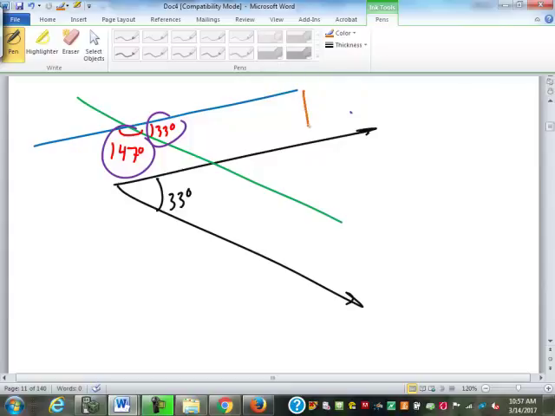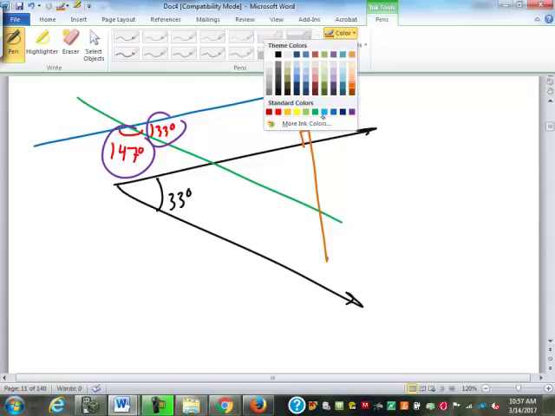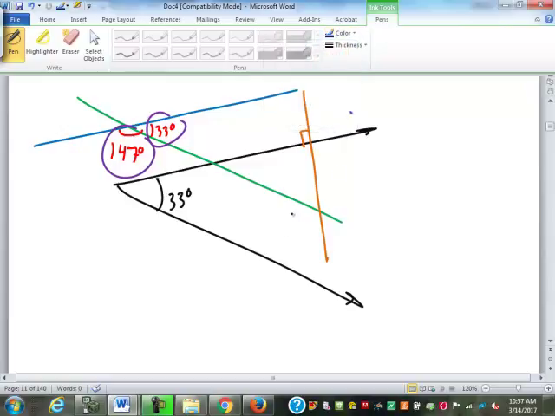Well, how about I do this? I'm going to construct a side perpendicular to that. I'll construct one here perpendicular to that. So now if I move these, if I put that one there, what angle am I going to get here? How about this? Let's make it a little easier. If I leave it like that, what angle am I going to get here?